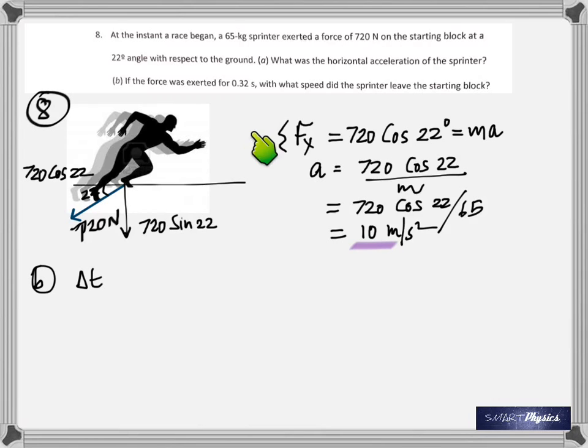Okay, the B part, what do you have to do? If the force was exerted for 0.32 seconds, with what speed did the sprinter leave the starting block? Okay, tell me what you got to do. The initial? That's what we're looking for, right? So V initial, question mark. Do you know the acceleration? Yes. Aren't you given the time? Yes. Okay, wait. Are we looking for the initial speed or the final speed? Initial speed.